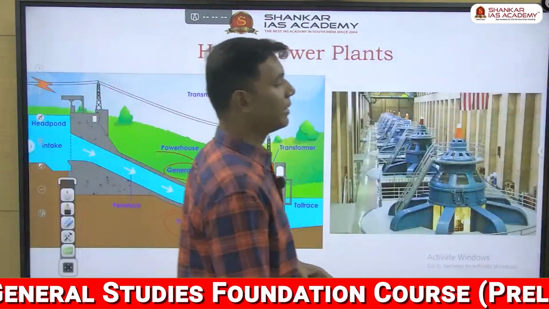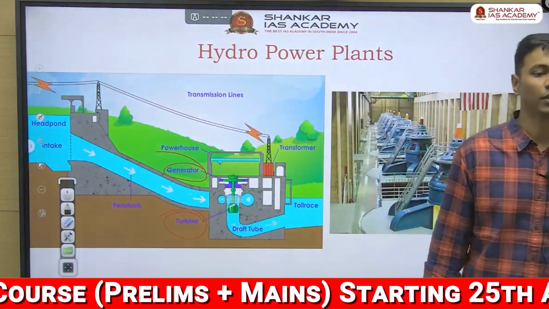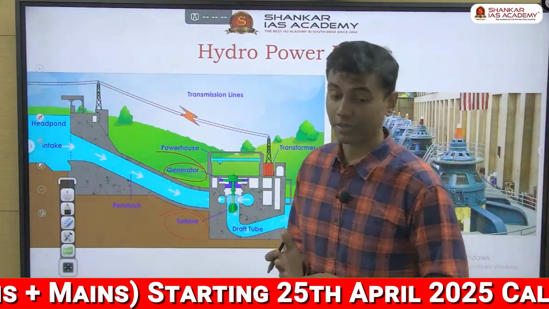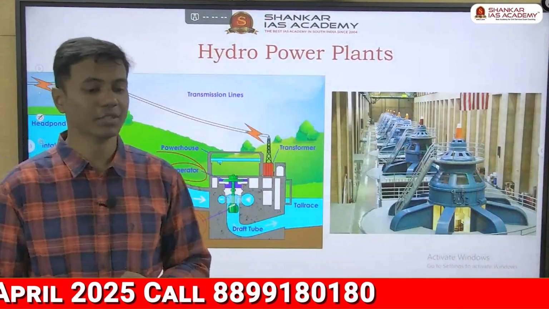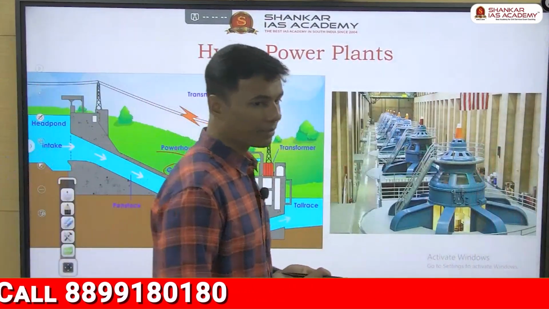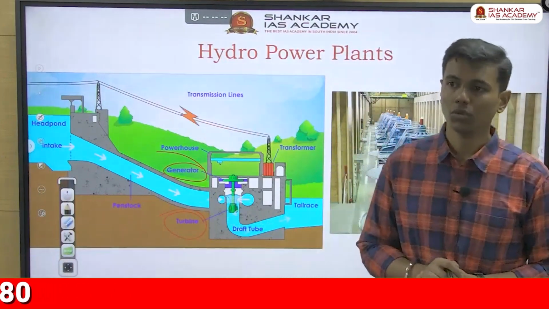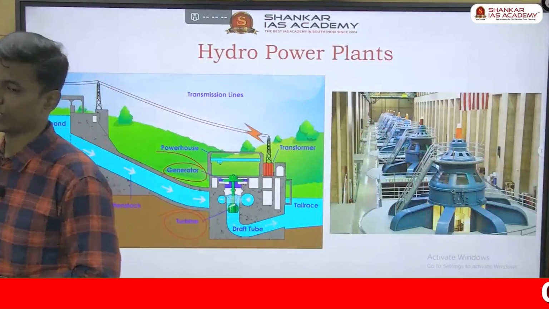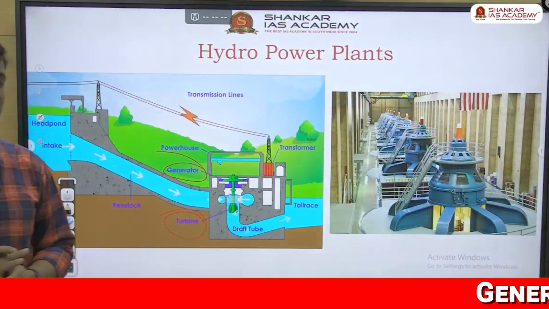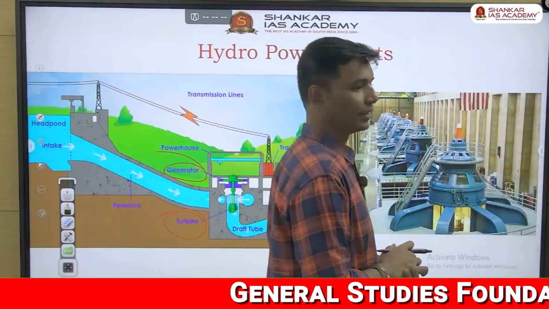Based on this, tell me the advantages and disadvantages of a hydroelectric power station. Quickly tabulate. What are the advantages and what are the disadvantages? So first advantage, you can write nil emission. We are not burning anything here, no fission, no incineration, nothing. So first advantage is nil emission or no emission.